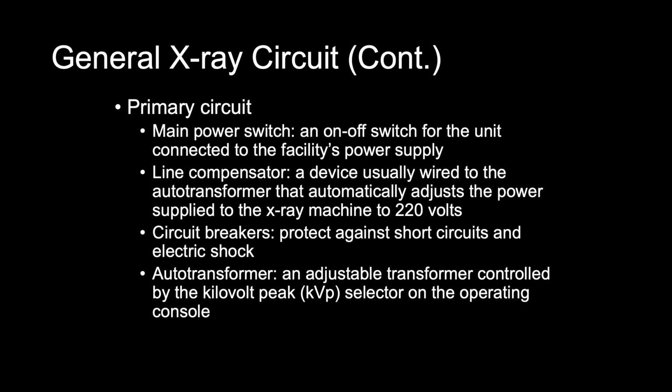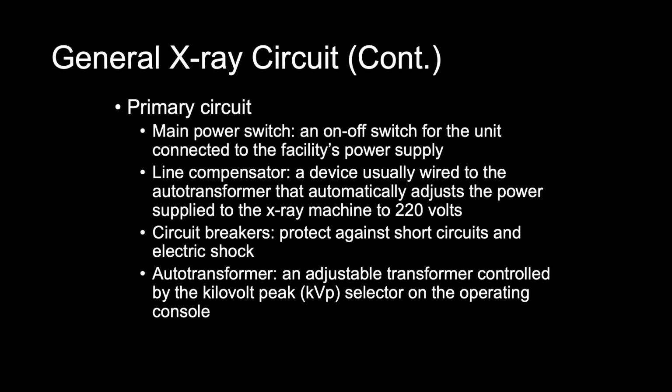Because the incoming power is not consistent 220 volts, we have to have a line compensator. This device is usually wired to the auto transformer, and it automatically adjusts the power supply to the X-ray machine to precisely 220 volts needed. The circuit breakers are included in the primary circuit to protect against short circuits and electric shock.